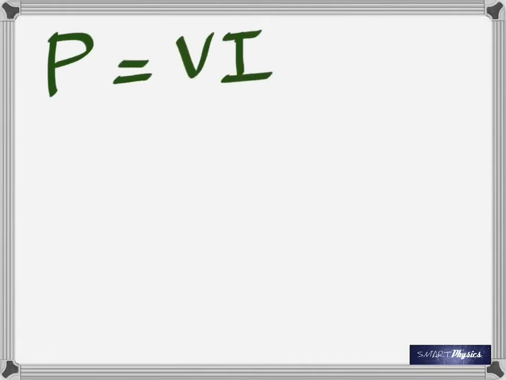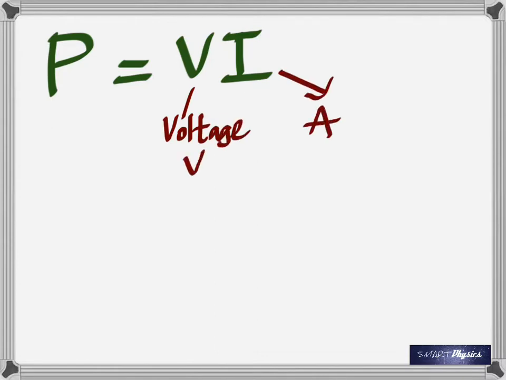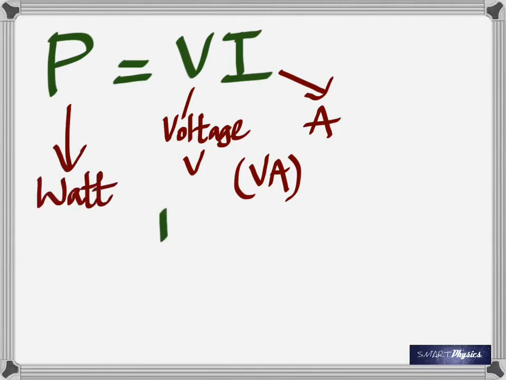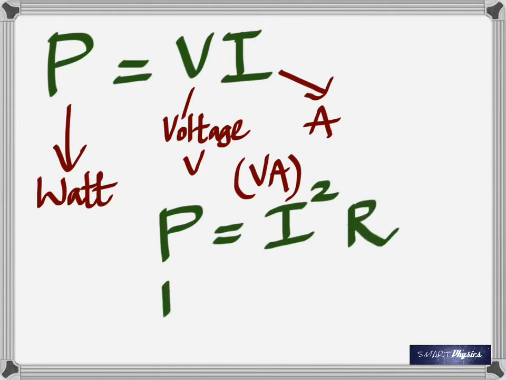Power is the product of voltage and current, electrical power. V is measured in volts, I is measured in amperes, therefore power must be in volt ampere. But that's the same as the unit for power, usually watts, right? It's the same thing. So 1 watt is 1 volt ampere.